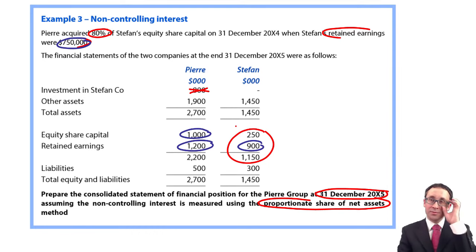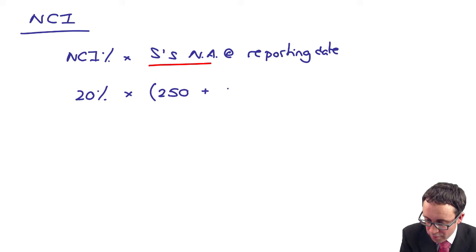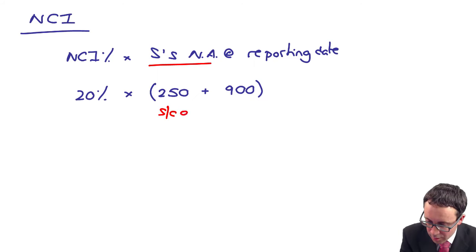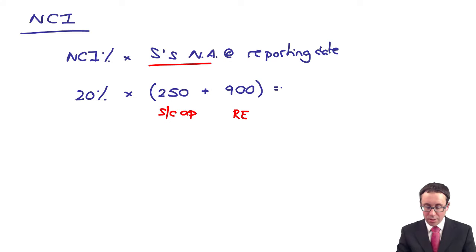is look at the equity section. The equity is equal to assets less liabilities, so it is equal to your net assets. And what you've got there is that 250 and 900. So what you've got there is the share capital and the retained earnings. If you tap that on your calculator, 900 plus 250 is 1150.